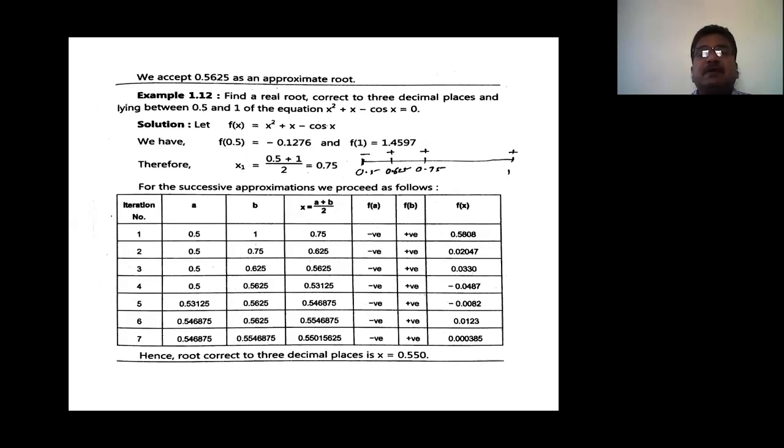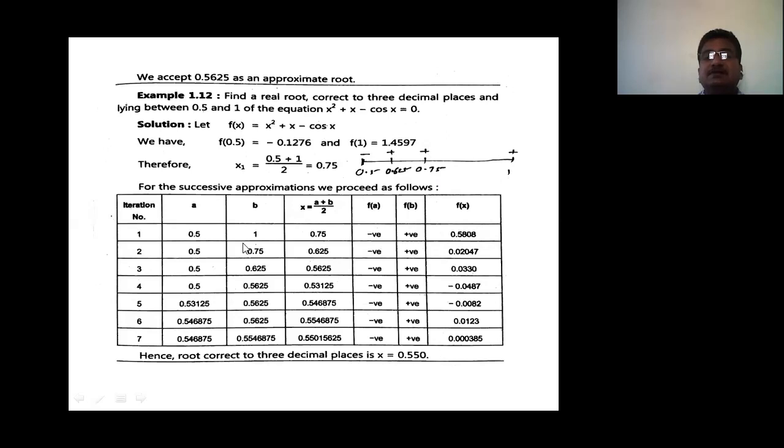So f(x), this is the given equation. So here the numbers are given. Therefore, x1 is what? 0.5 plus 1 divided by 2. At 0.5 the value is negative, and at 1 the value is positive. Therefore, their midpoint is the next approximation. Why is it called the bisection method? Because it bisects the line. It divides the interval in two equal parts each time. Okay, and then x1 is what? 0.75.